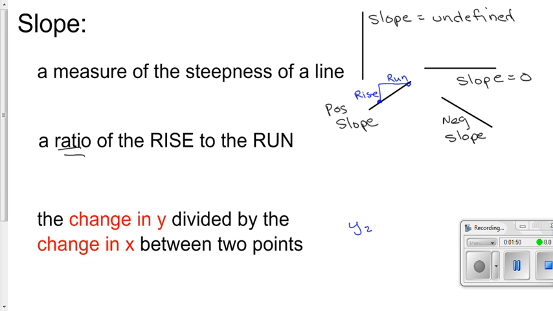And sometimes you'll see it look like this. If I take the two y coordinates of the points and subtract them, that is my rise. And then if I take the two x coordinates of the points and subtract them, that finds for me my run. And so that would be how I would find that slope.